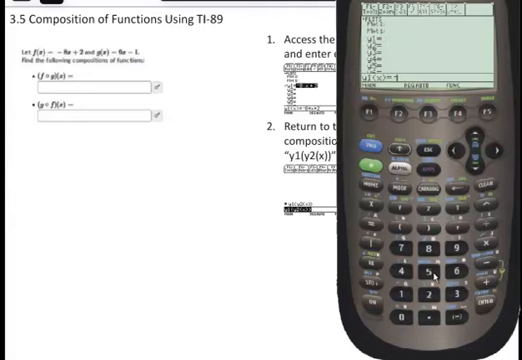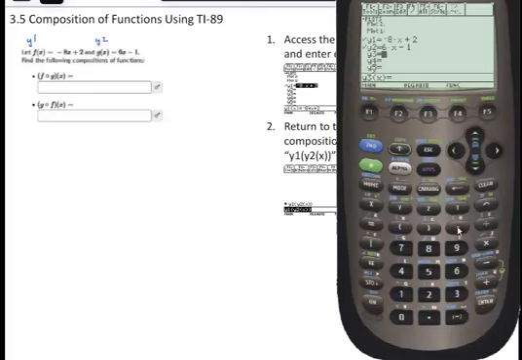So I have -8x + 2, hit enter. And I'm going to type my g function into y2, which is 6x - 1, and hit enter. Just remember here that your f is the y1, your g is the y2.